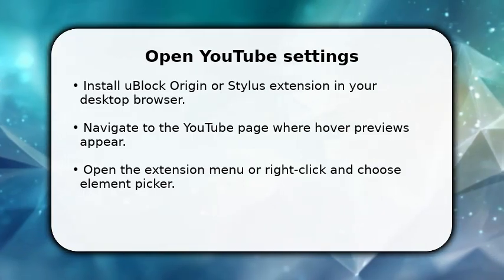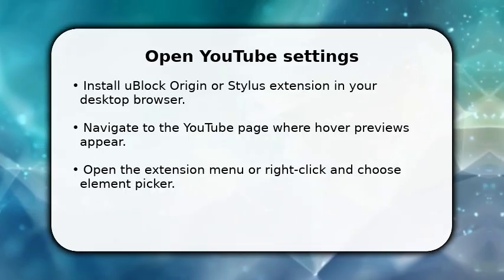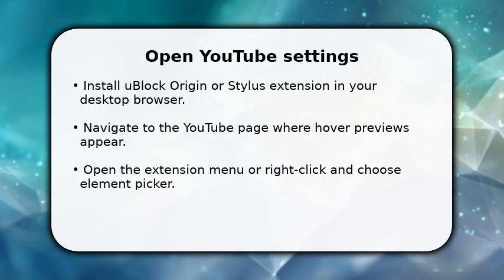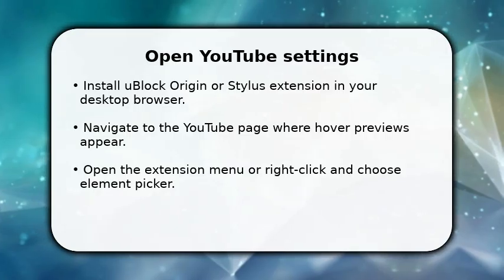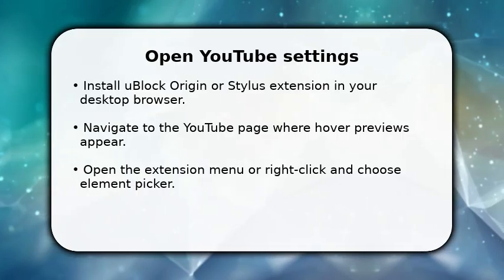Now act. Open YouTube and load a page with hover previews. Make sure you are using the desktop site. Once on the page, open your extension's element picker, uBlock Origin's picker mode or Stylus's edit view. You do this to target the small preview overlay that appears when you hover a thumbnail.